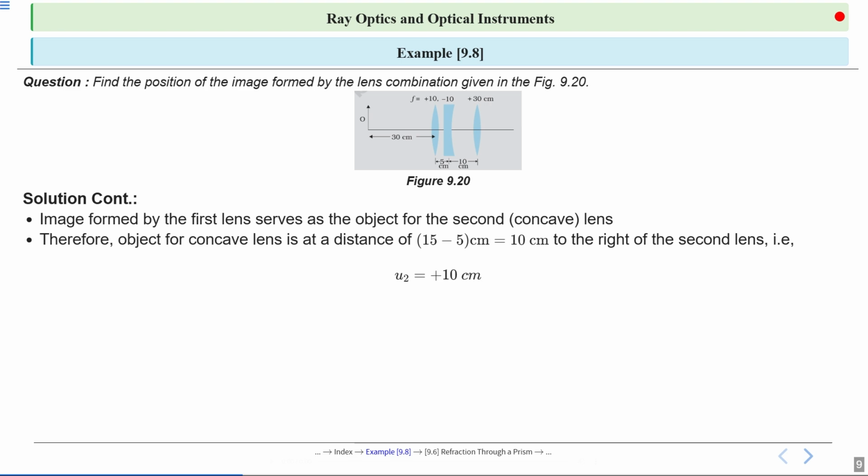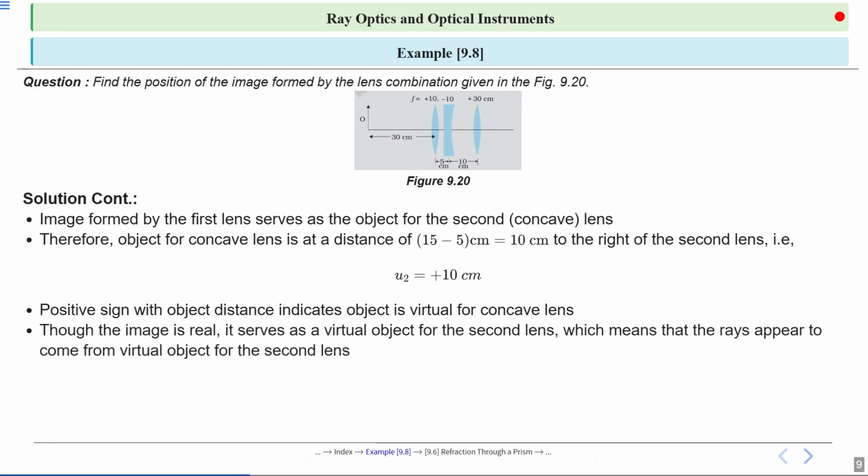The positive sign indicates that the object is virtual for the concave lens, which is a key concept in understanding how virtual objects are treated in optics. So a positive sign with object distance indicates the object is virtual for the concave lens. Although the image formed by the first lens is real, it serves as a virtual object for the second lens, highlighting the interplay between real and virtual images in the lens system.